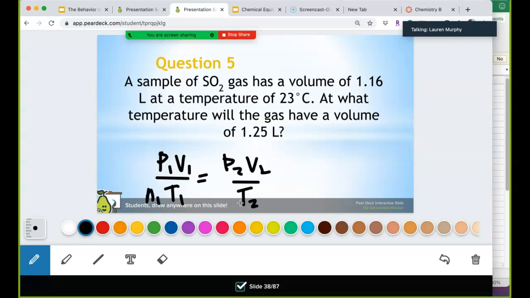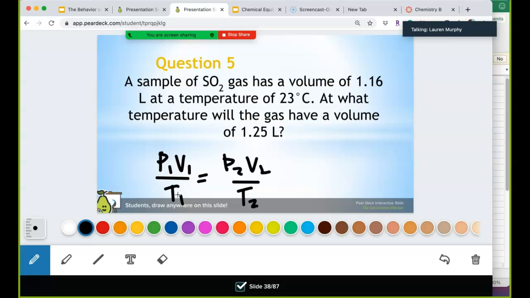Sometimes there's moles in here. This is the true way, but usually the moles are considered constant because you're looking at one gas that's changing. We'll talk about when the gases change to other gases later. But for now, this is the most common way you see the combined gas law.